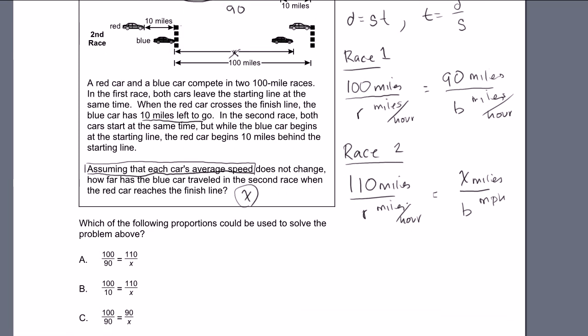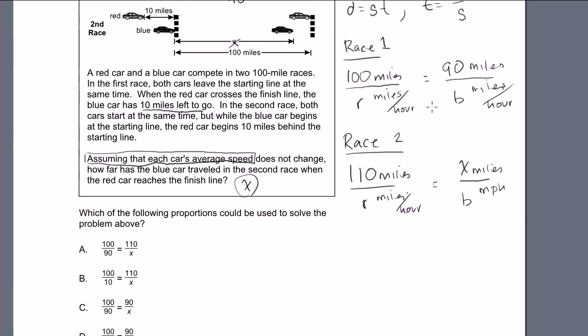Now, what do we have here? We want to solve for x, and maybe, just maybe, if we can find an expression for the ratio between r and b, then maybe we can solve for x. Let me show you what I mean by that. Let me switch colors to make this a little bit less monotonous.